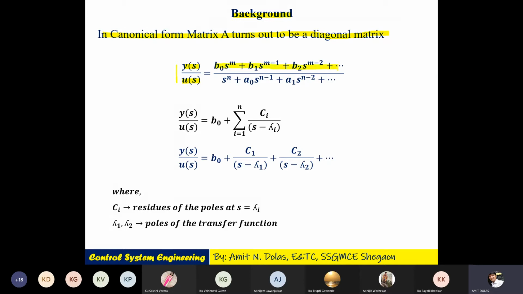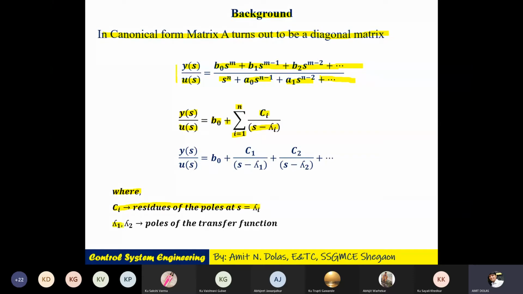In this form, that is b0 s to the power m plus b1 s to the power m minus 1 plus b2 s to the power m minus 2 and so on, divided by s to the order n plus a0 s to the power n minus 1 plus a1 s to the power n minus 2 and so on. So this can be written as b0 plus summation of i equal to 1 to n of ci upon s minus lambda i, where lambda i is the root of the system, and ci is the residue of the pole at s equal to lambda i.